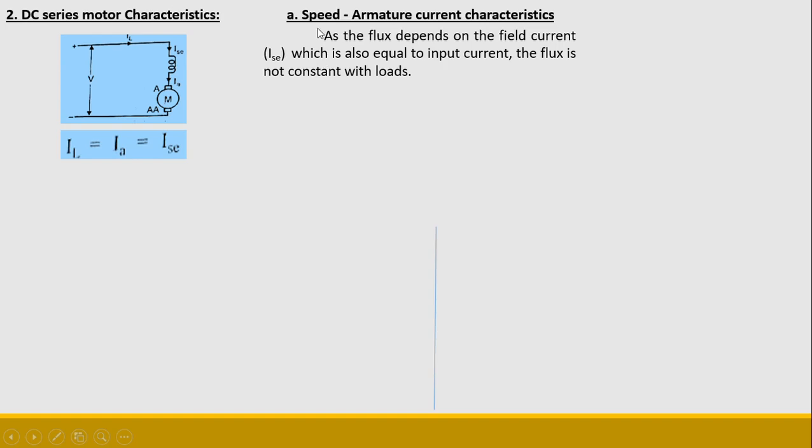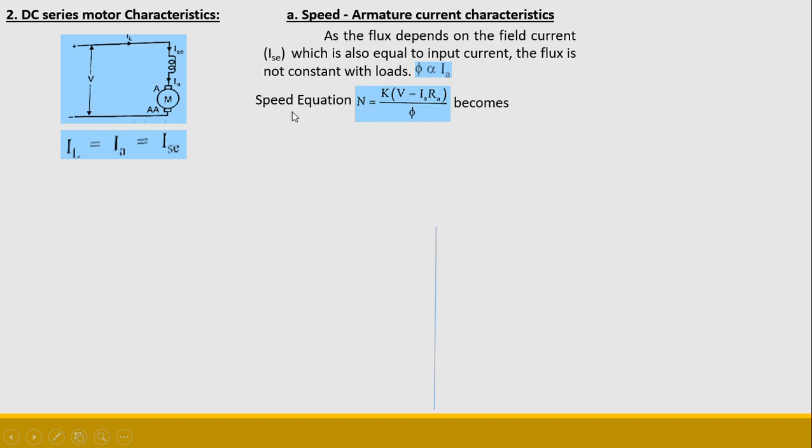With this knowledge, we can go to speed versus armature current. As the flux depends on the field current, which is also equal to input current, the flux is not constant with loads. That is, flux is directly proportional to Ia. In previous case, that is in DC shunt motor, flux was considered as constant, whereas in DC series motor, flux is directly proportional to armature current, due to the series connection of armature and field coil.